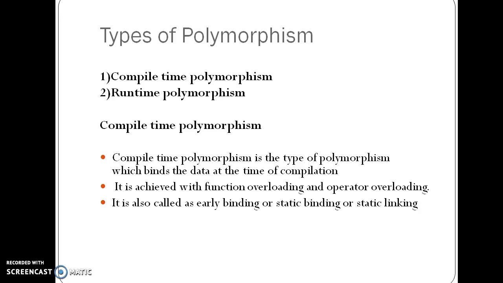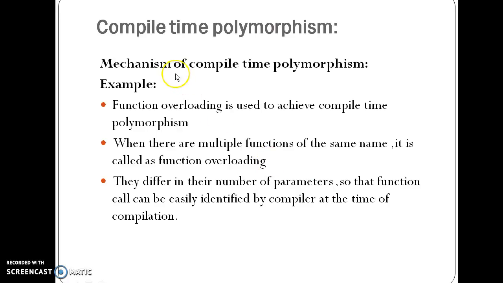It is achieved with the help of function overloading and operator overloading. Another term used for compile time polymorphism is early binding or static binding or static linking. Let us see the mechanism of compile time polymorphism with some example. One example is given in this presentation. Function overloading, as we know, is used for achieving compile time polymorphism.